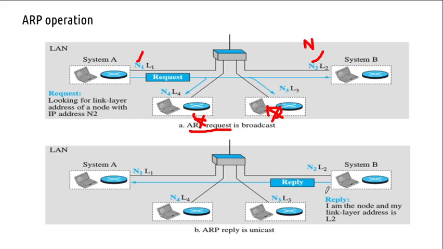Okay, so ARP replies only to this particular system A, telling it, I am the node with the IP address N2, and my link address, my physical address, is L2, right? So that's it. That's ARP. So this is the way.